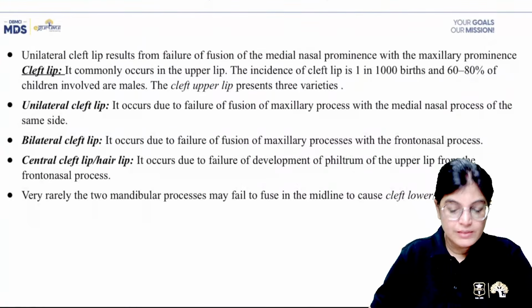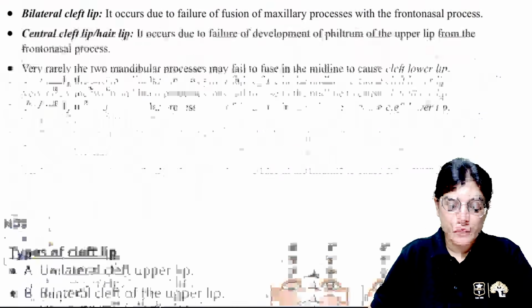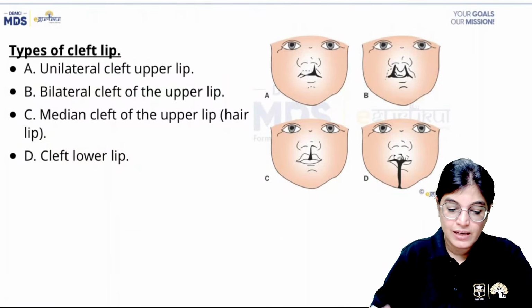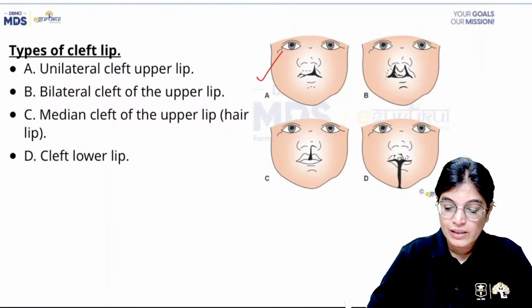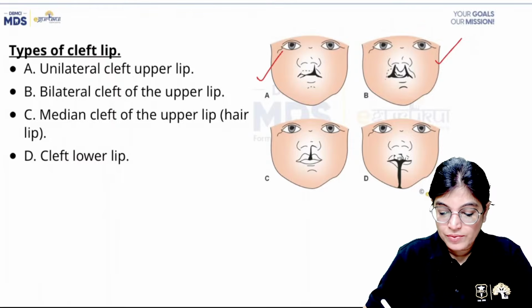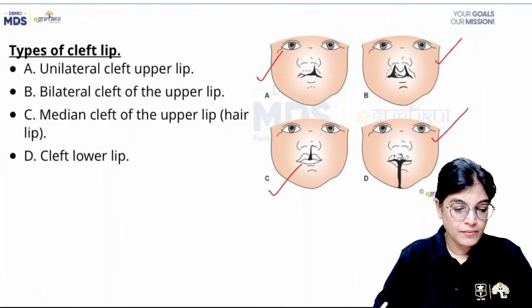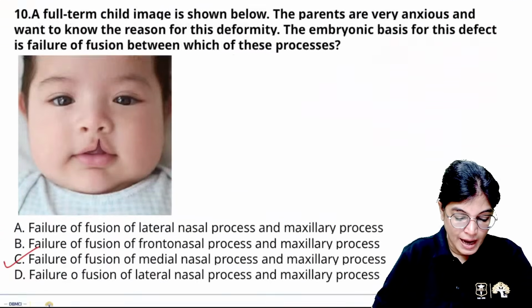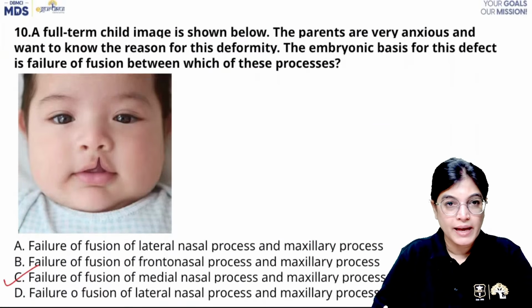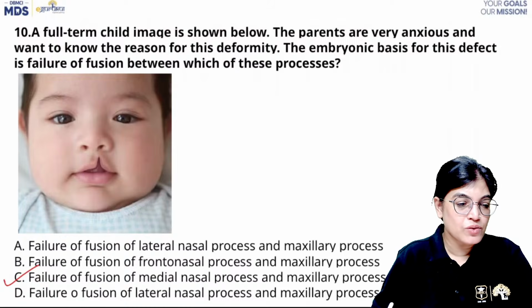I'm not going into details of each variety because we have already done this. You can see the cases of unilateral cleft lip, bilateral cleft lip, hair lip, and cleft lower lip. So we are done with this. Absolutely correct, students, the answer is C.